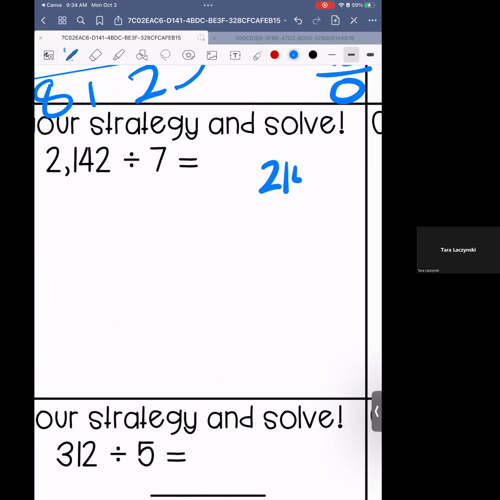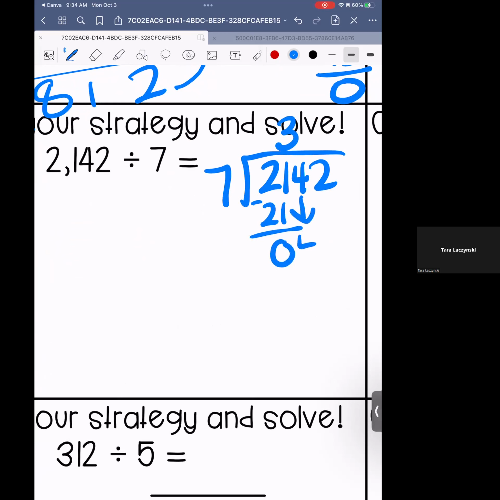2,142 divided by 7. 7 does not divide into 2, but it divides into 21 3 times. 21 take away 21 is 0. Bring down my 4. 7 does not go into 4, but since it's in the middle, I have to show that I tried with this 0. Now I bring down my 2. 7 times 6 is 42, which leaves us with nothing.